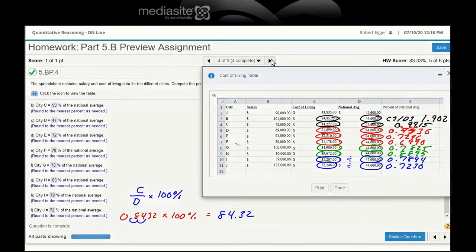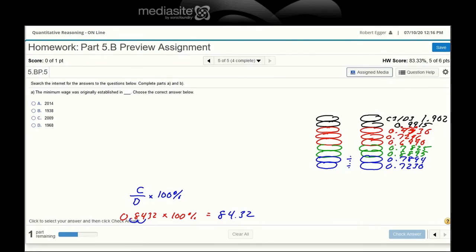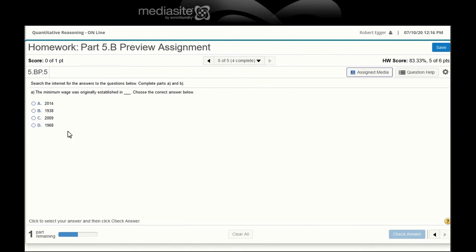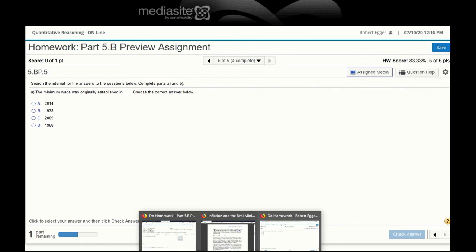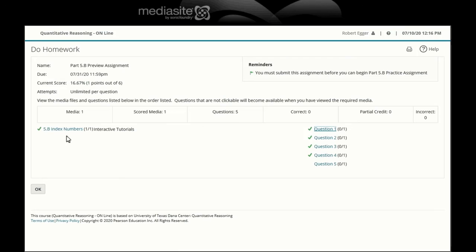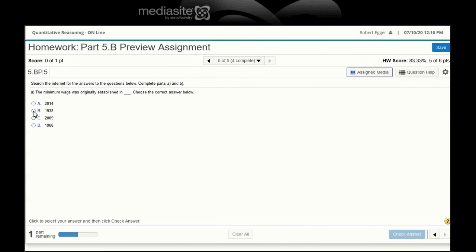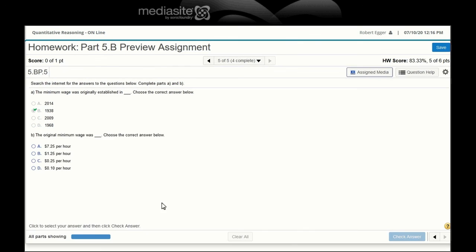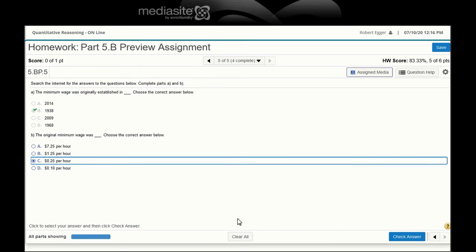Okay, next question. That'll be the last one. 2 parts. The minimum wage was originally established in, okay, now you can go back and pull up that document which you had printed out. And remember, that was established in 1938 at 25 cents per hour. So 1938, and the original minimum wage was 25 cents per hour.